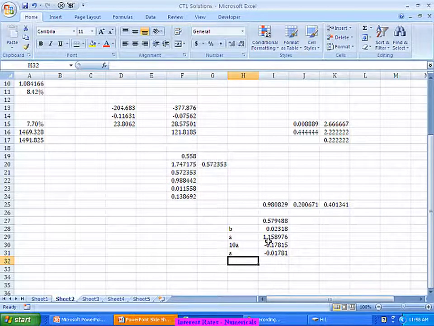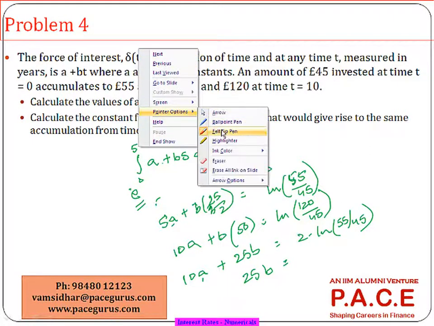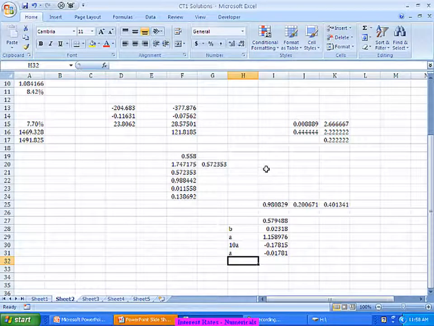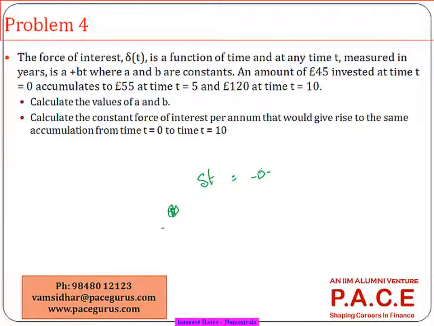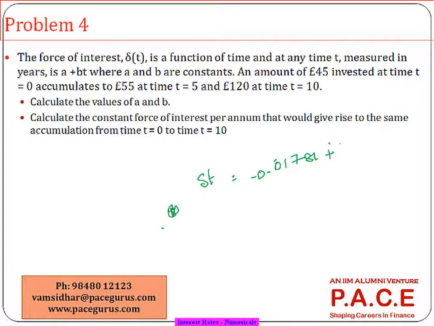So probably I can very well write this particular accumulation factor. In this case, the accumulation factor will come out as, or probably the delta t, delta t will come out as minus 0.01781 plus 0.02318 t. This is what will be the force of interest in this kind of an example.